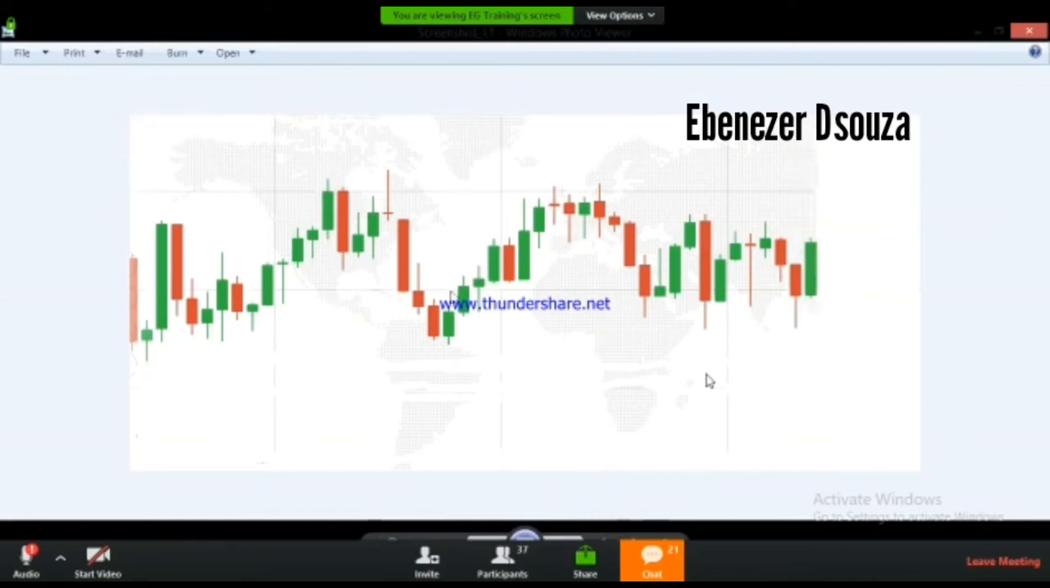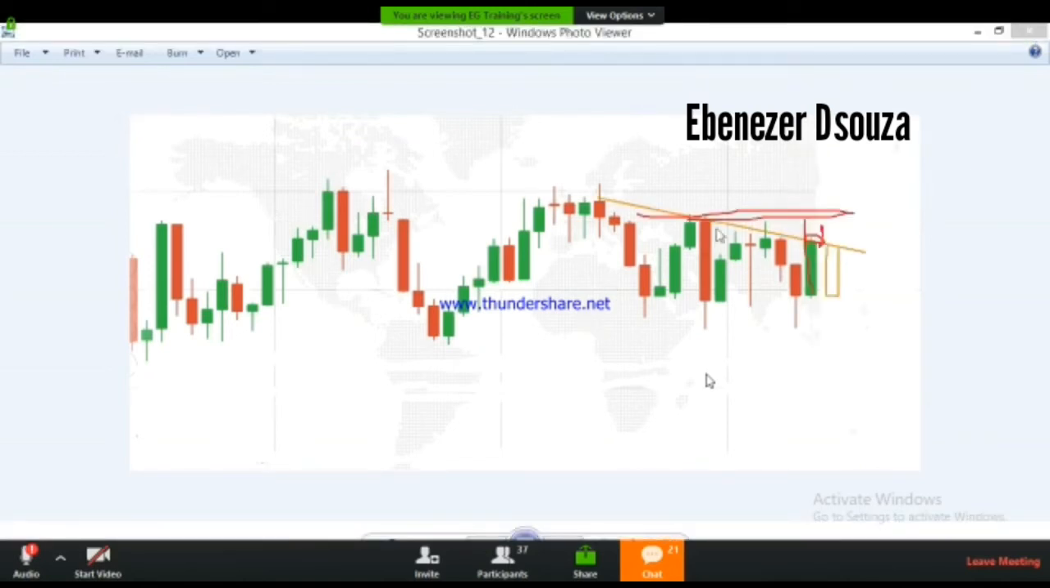Can you guess what will be the next candle? The level is not here. The level is here. This is a level. You can see. This is a level. The market is moving in this range.